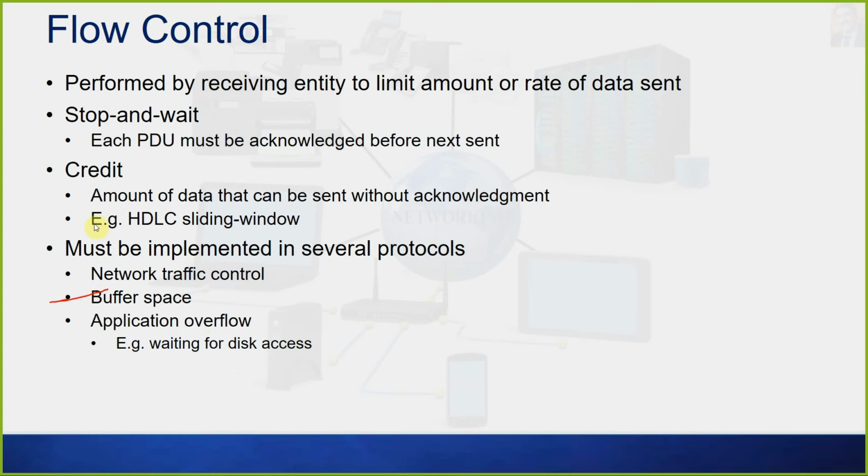Stop and wait: each PDU must be acknowledged before the next is sent. Credit is the amount of data that can be sent without acknowledgement. For example, HDLC sliding window. Flow control must be implemented in several protocols, like network traffic control, buffer space, and application overflow. For example, waiting for disk accesses.